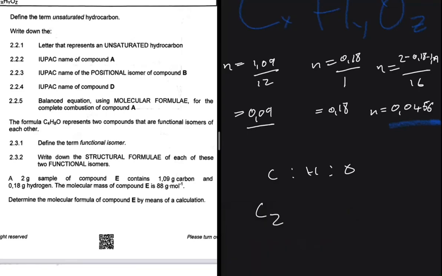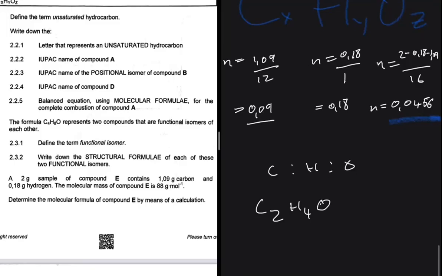And then for hydrogen, 0.18 divided by 0.0456, we're going to get 3.94. We're going to take that as 4, right? And then 0.0456 divided by 0.0456, that is just 1, right? So we have oxygen, right?